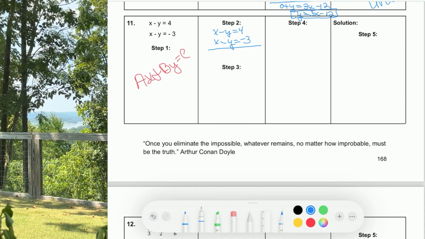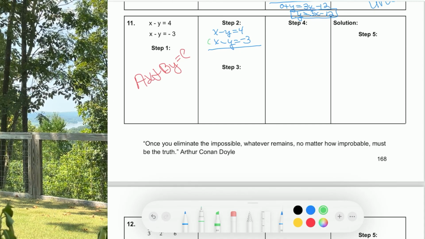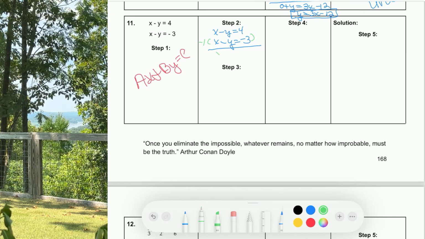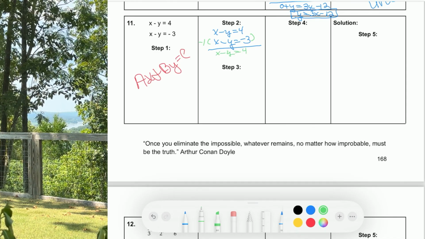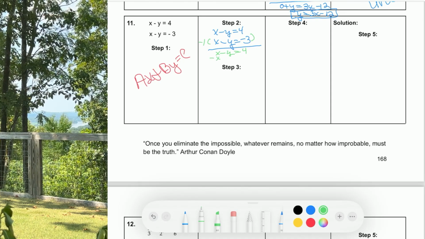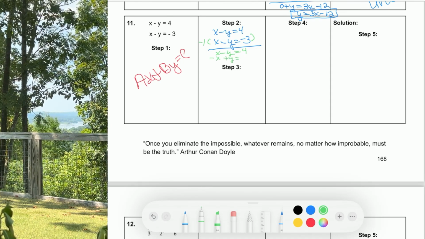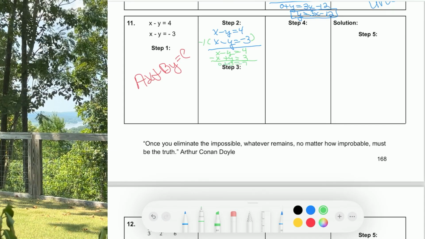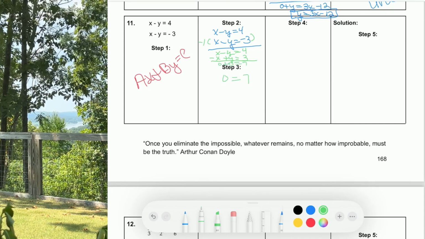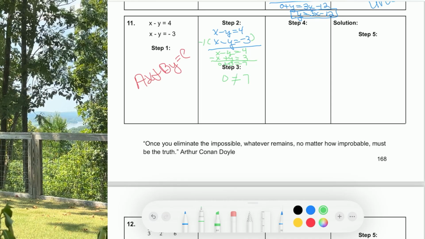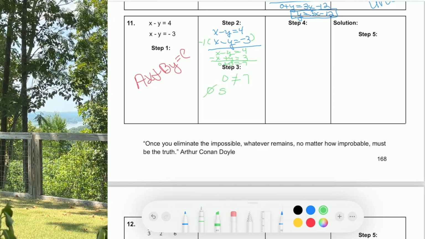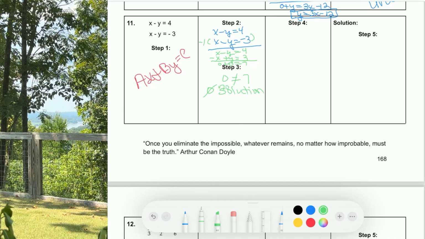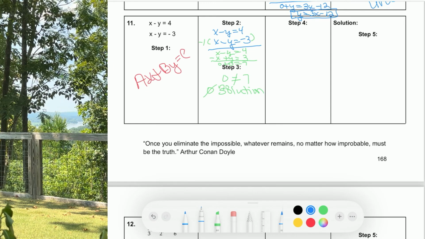So I need to multiply by a negative 1 to get a different x or a different y. So that's going to give me x minus y equals 4. And then that becomes a negative x plus y equals a positive 3. I end up with 0 plus 0 equals 7. Well, 0 does not equal 7. So that tells me this is going to be a no solution problem. But we need to verify it. Let's do that quickly over here.